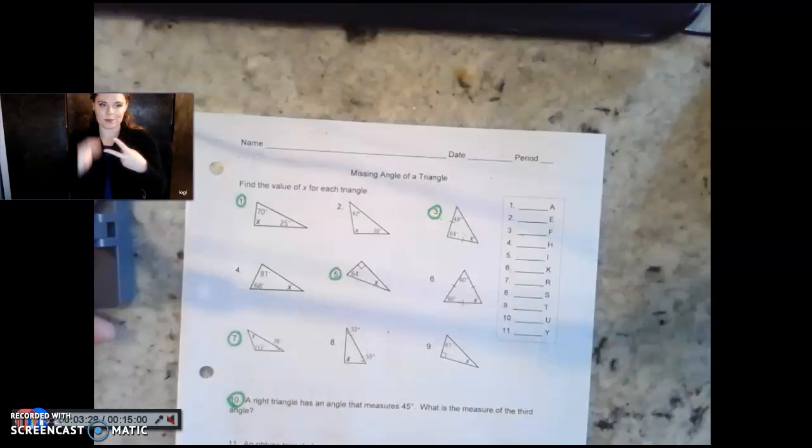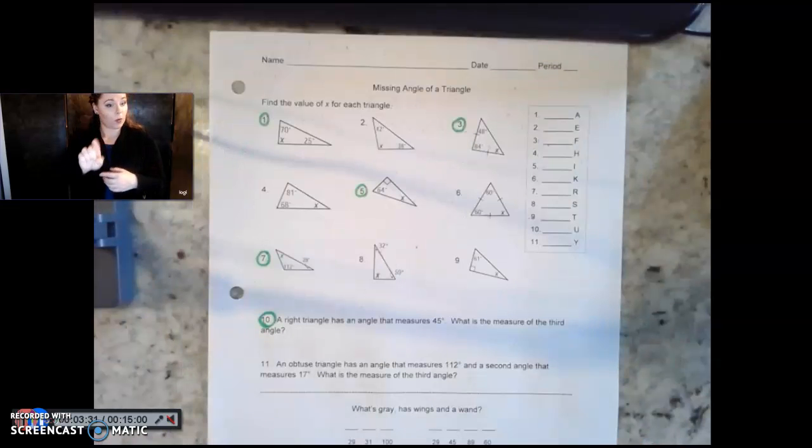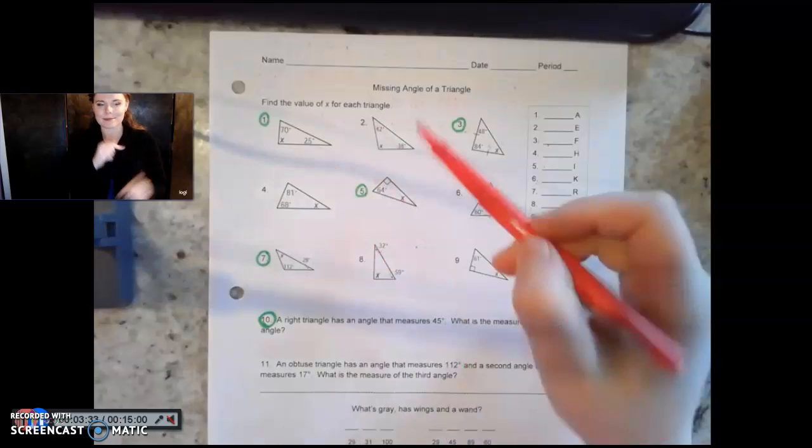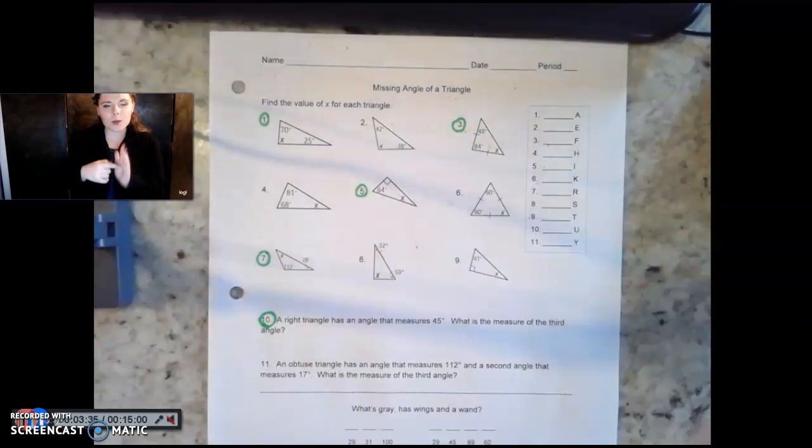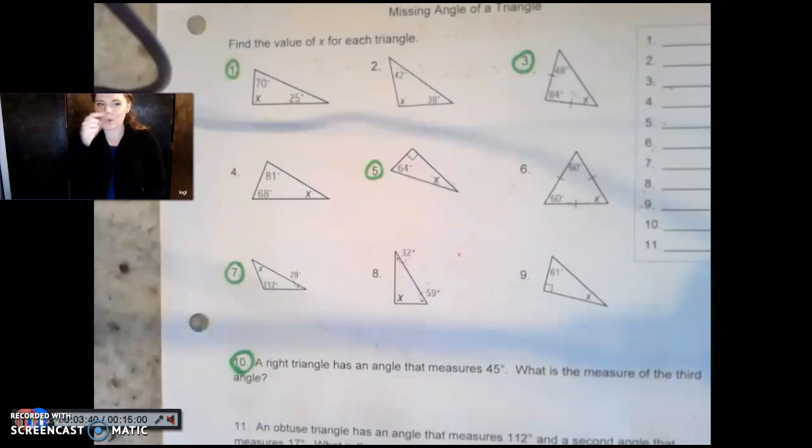If you're working online, this will not be the paper that you have. But the exact same examples that are not circled will be the ones that you will have to complete through a Google form. Let's start off with example 1.